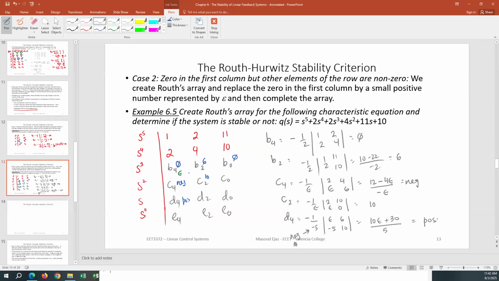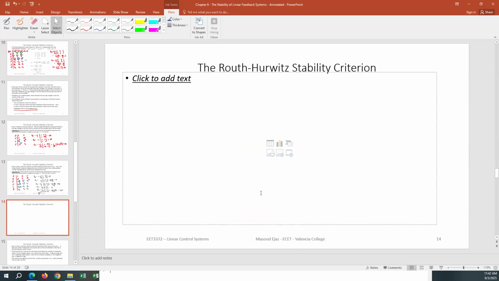So if you have, again, a 0 in the first column, but the other elements in that row where the 0 is are non-zero, then take epsilon and solve the rest of the array to figure out if the system is stable or unstable. Once again, we don't really need to do that if the matter is just to find stability or instability.